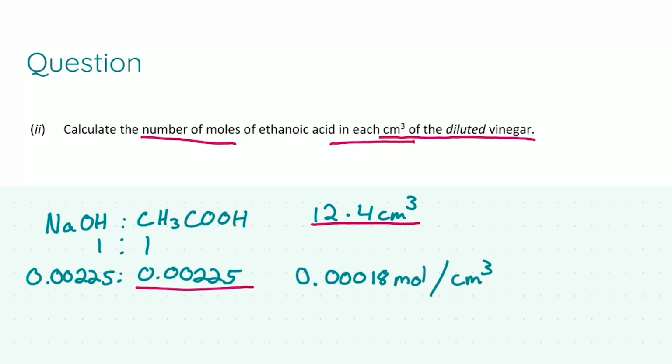So when we divide across, we're given an answer of 0.000181. So you want to go to at least 2 significant figures. So I'd go to the 8 and round off the 1, which would just go down to 8 anyway. So we're left with an answer of 0.00018. Now for calculating the number of moles of ethanoic acid in each centimetre cubed of diluted vinegar, which we worked out to be 0.00018 moles per centimetre cubed, you will receive 4 marks.